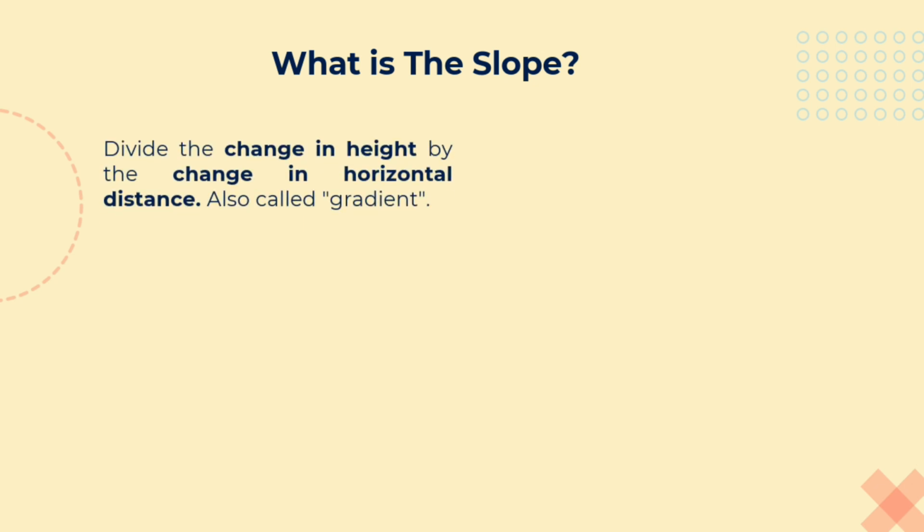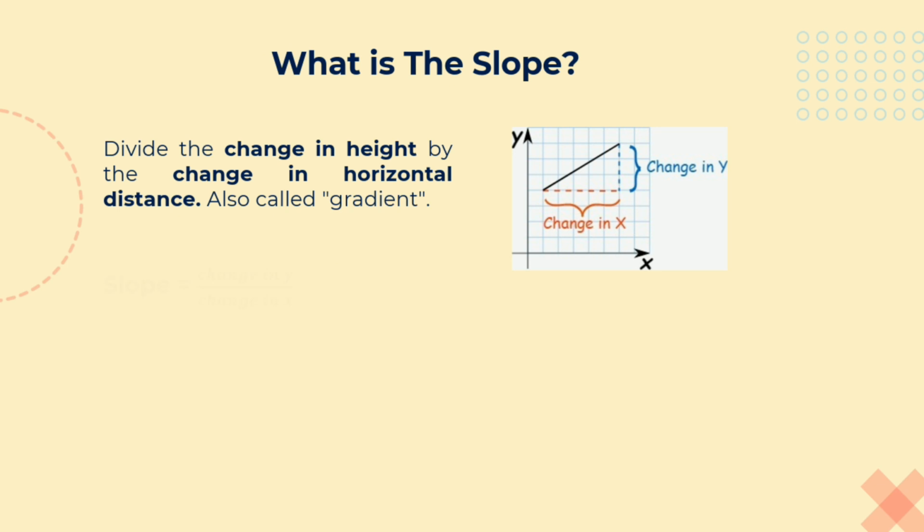And I will explain about slope. What is the slope? Divide the change in height by the change in horizontal distance, also called the gradient. Look at the picture. And then the formula of slope equals change in y divided by change in x.